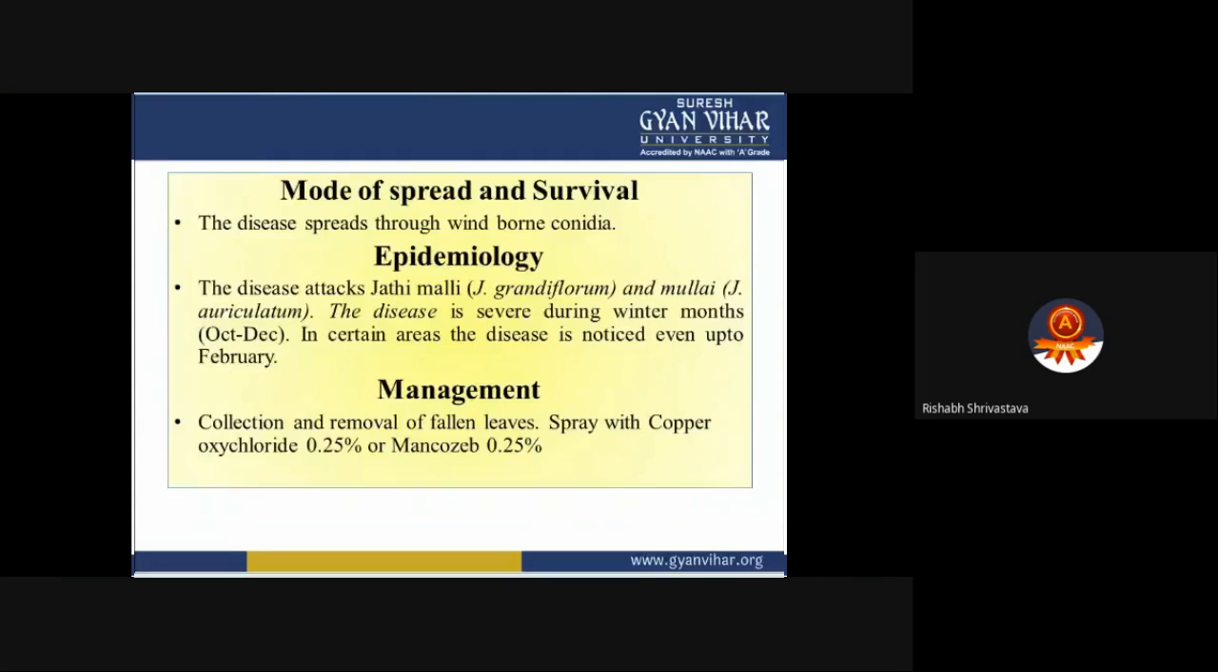The mode of spread and survival. The disease spreads through wind-borne conidia. Epidemiology. The disease attacks Jathi Malli, J. grandiflorum, and Mullai, J. auriculatum. The disease is severe during winter months, October to December. In certain areas, the disease is noticed even up to February.